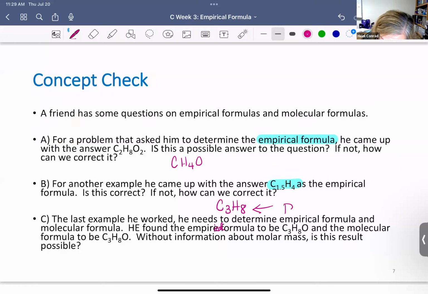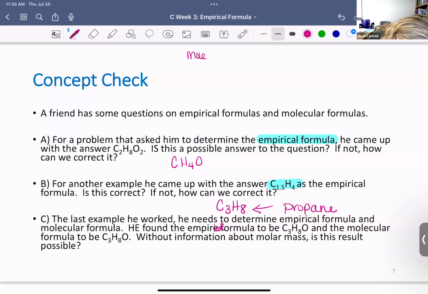C3H8 is the formula of propane. That is the molecular formula as well. That is a compound. So C3H8O, just a different organic compound, can absolutely be the molecular formula as well. Since we don't have information about molar mass, we cannot say it's incorrect. This would be a correct answer. So again, empirical formula, smallest whole number multiple ratio.